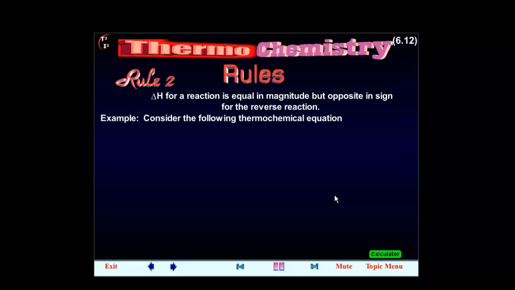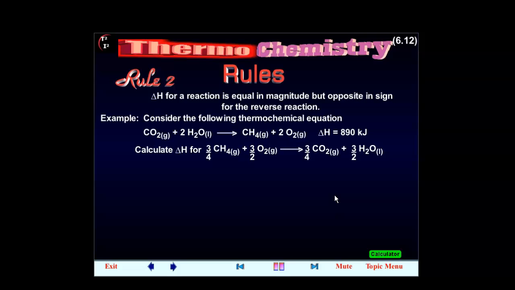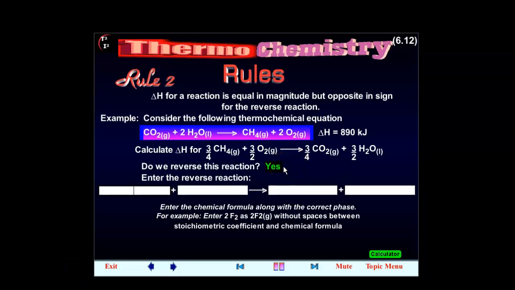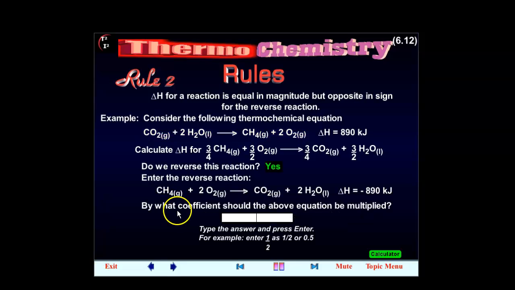Example: consider the following thermochemical equation. Calculate delta H for. Do we reverse this reaction? Yes, we need to reverse the reaction. So here you are asked to write the reverse reaction for this. Get your pencil and see if you can do that now. Your reverse reaction should look like this: CH4 plus 2O2 to produce CO2 plus 2H2O.